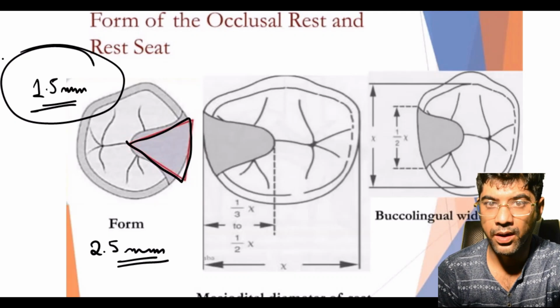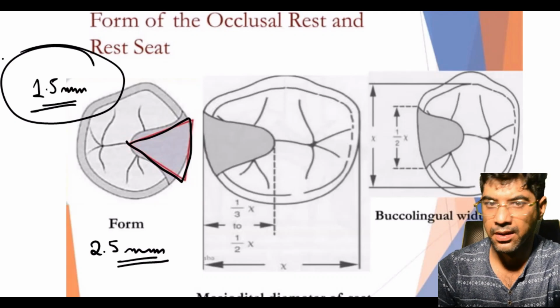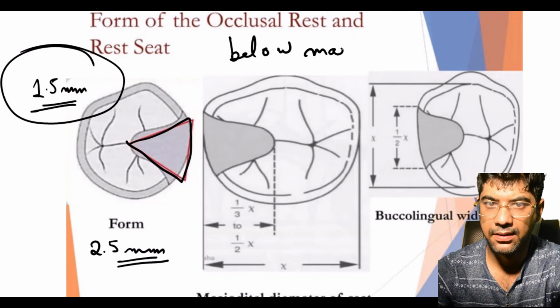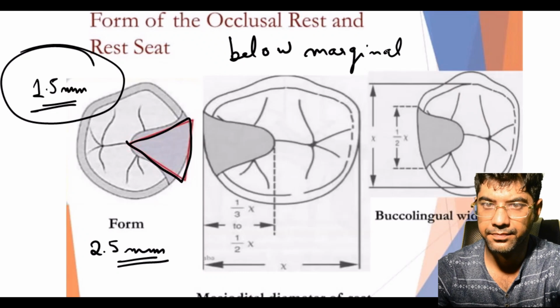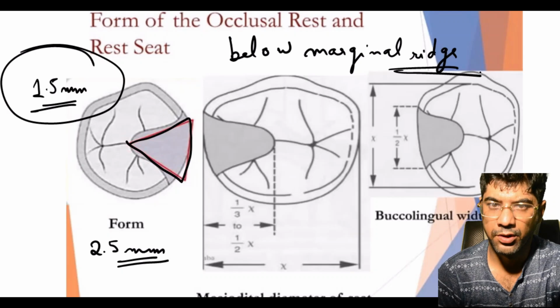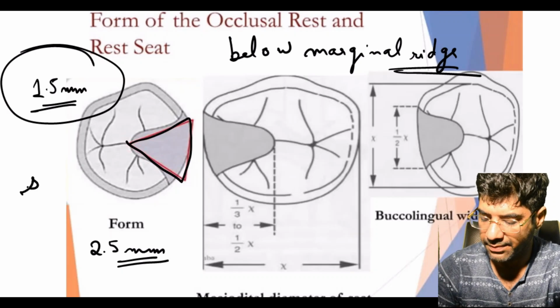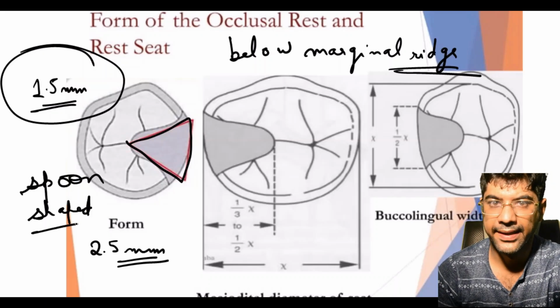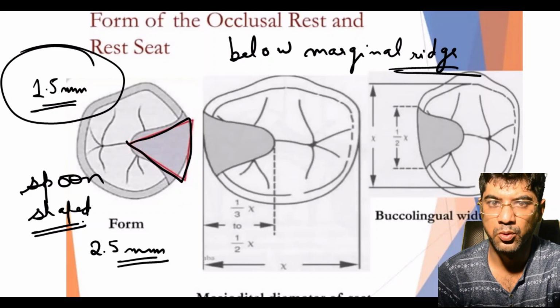The second is the floor of the occlusal rest should be positioned below the marginal ridge. The floor of the occlusal rest seat should be positioned below the marginal ridge and the occlusal surface of the tooth. It should be concave or spoon shaped. So why is it concave? It helps in accommodating the rest securely and provides a smooth surface that distributes occlusal forces effectively.